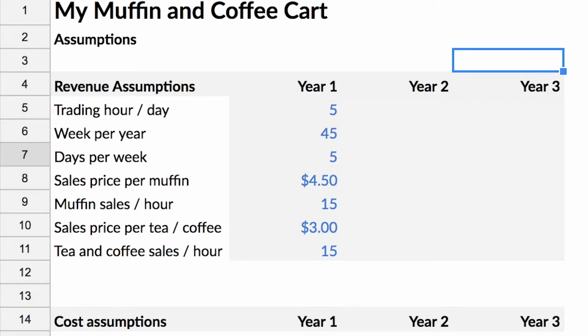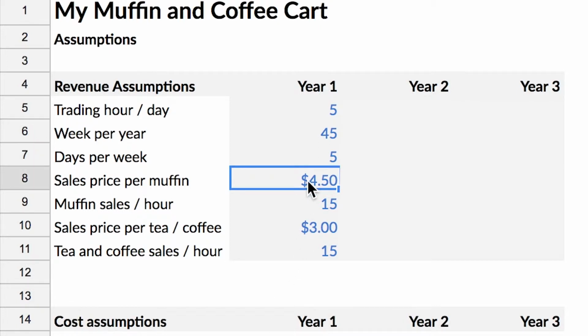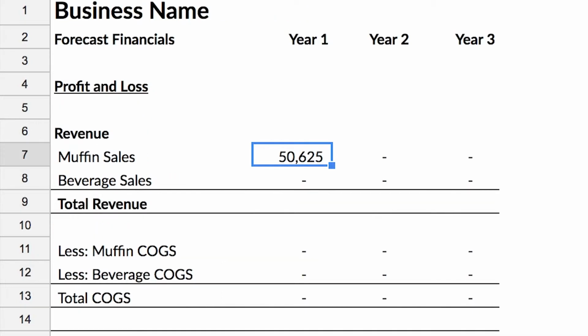So the reason we do formulas like this and link it back to the assumptions page is because if we want to change any of the assumptions, instead of actually changing numbers in the formula, we can just simply go back to the assumptions page and see how changes in the assumptions result in changes in the output. So for example, if we wanted to see what happens if we sell our muffins for $3 instead of $4.50. And if we go back to the cash flow, we see what happens is our revenue drops from $80,000 to $50,000. So that's quite a big difference in overall revenue.